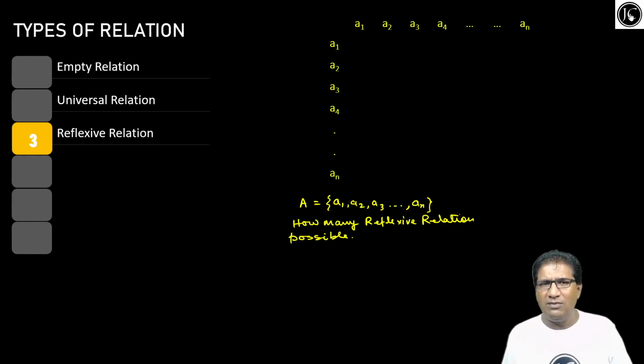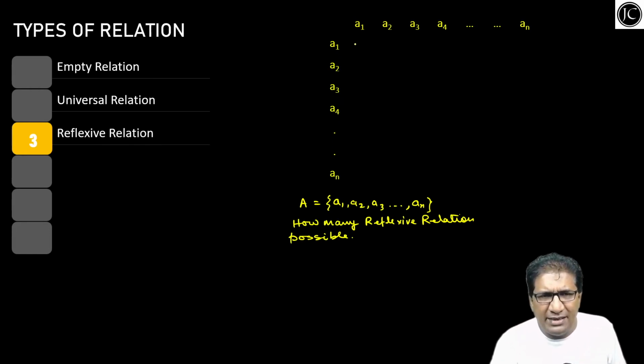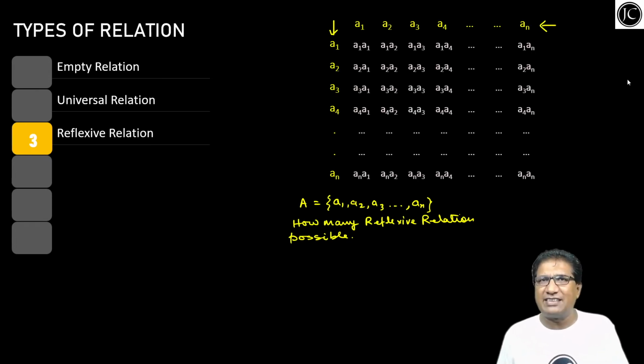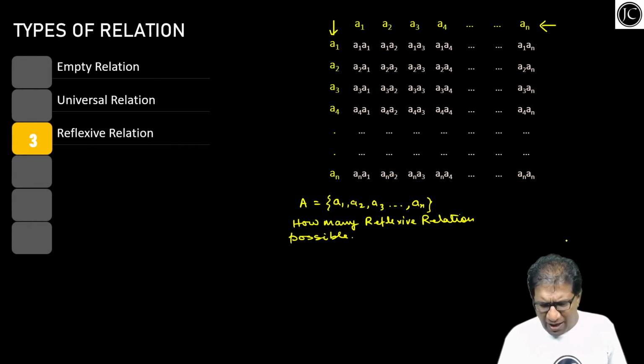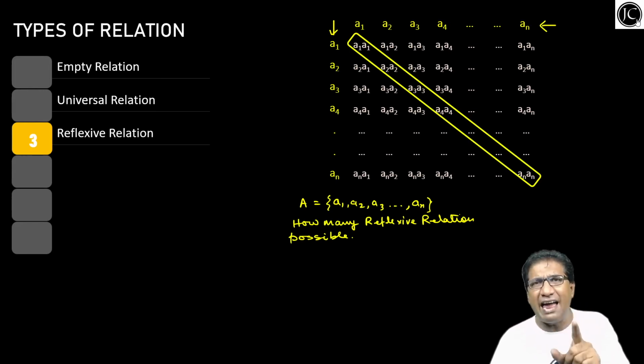Okay, let us do one thing. Let me write all those elements row wise and column wise. I have written A1, A2, A3 row wise, and here we have written them column wise. Now if I plot all the elements, it will look like this: A1, A1; A1, A2; A1, A3, and all the n square elements are written here. Now, these are the diagonal elements: A1, A1; A2, A2; A3, A3.